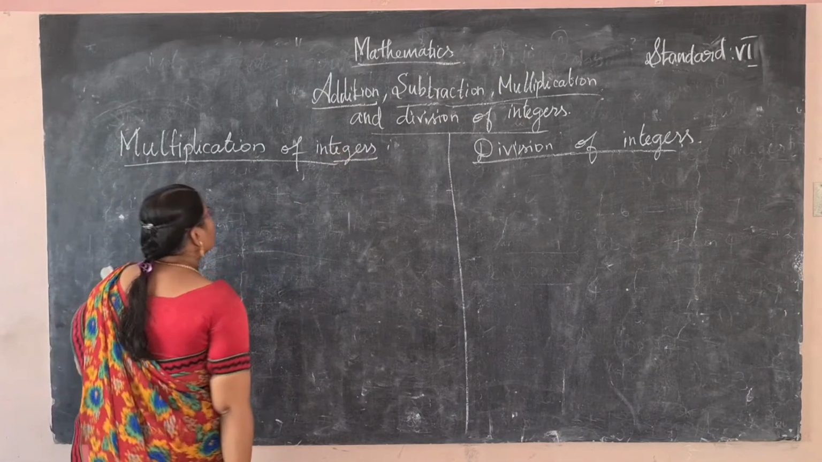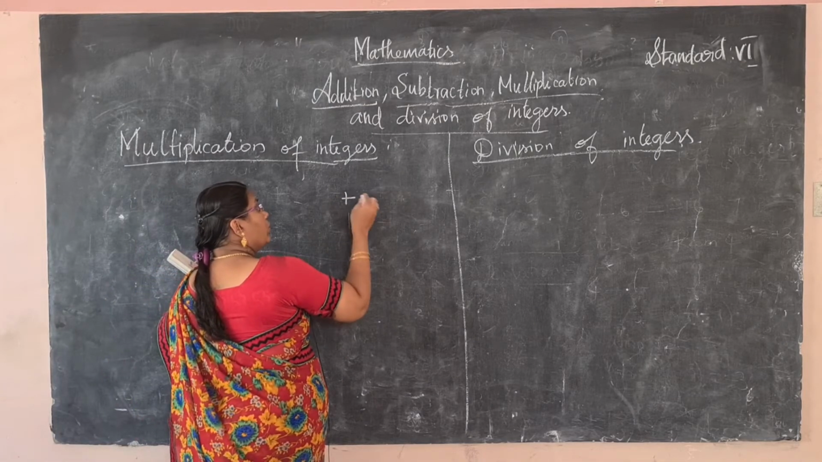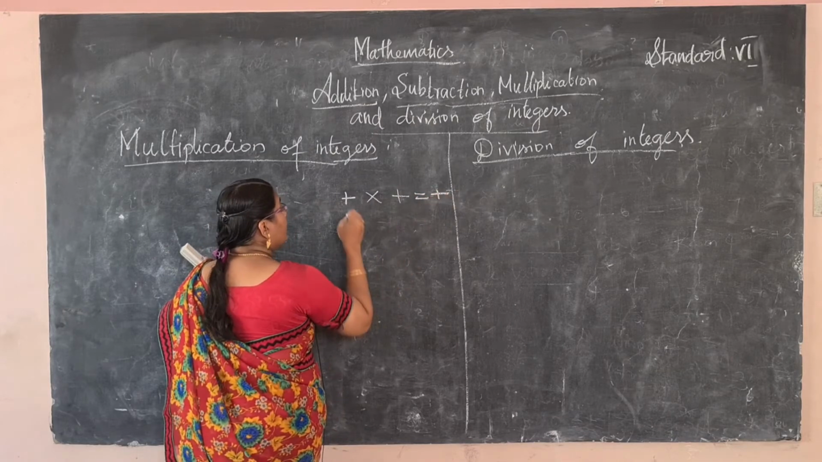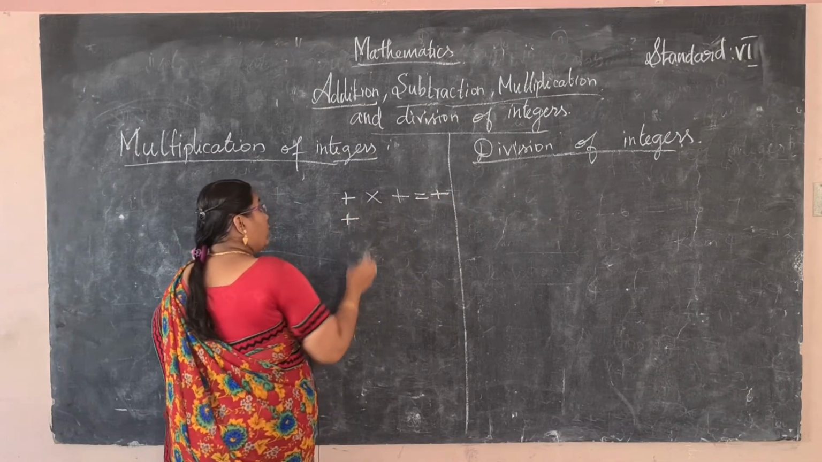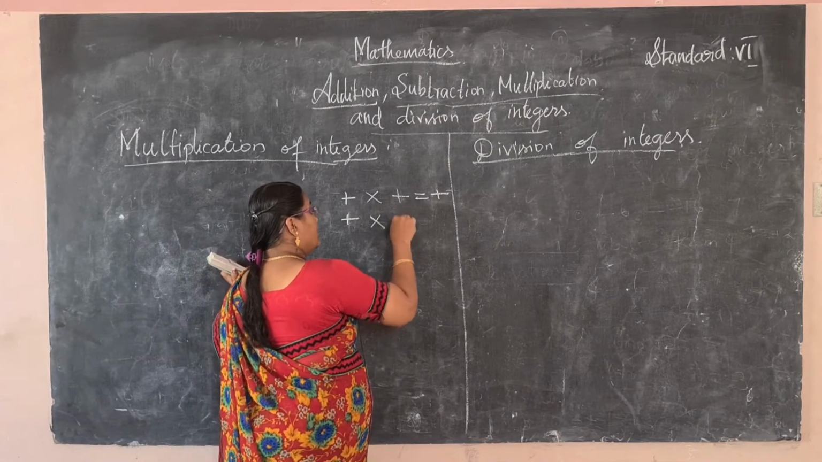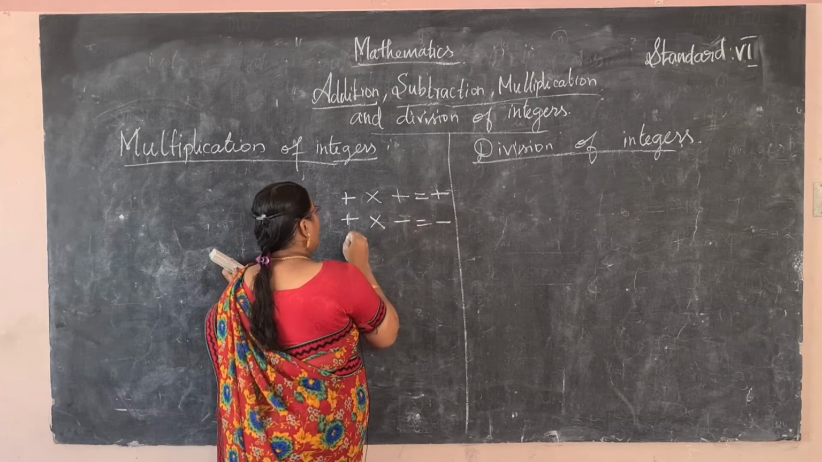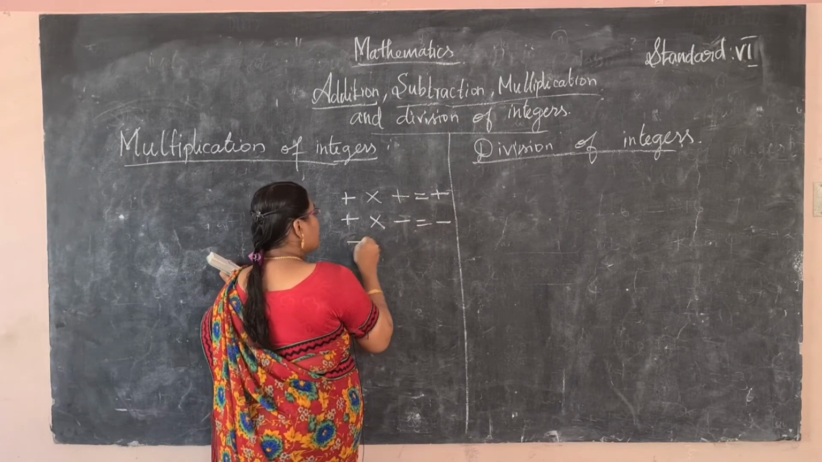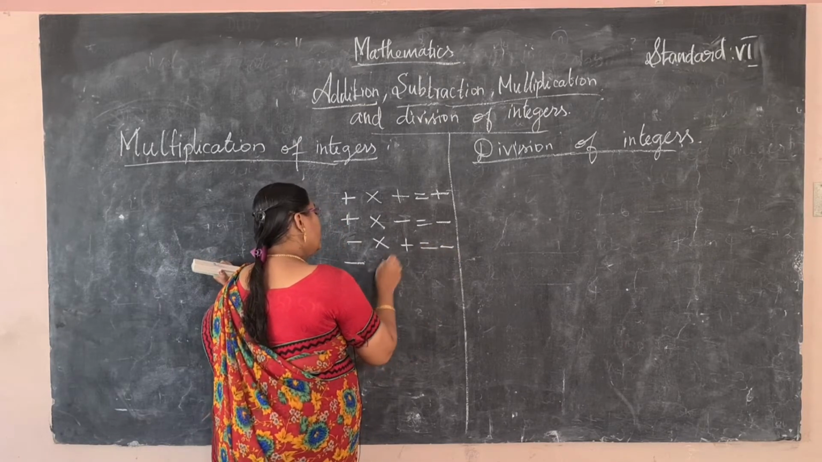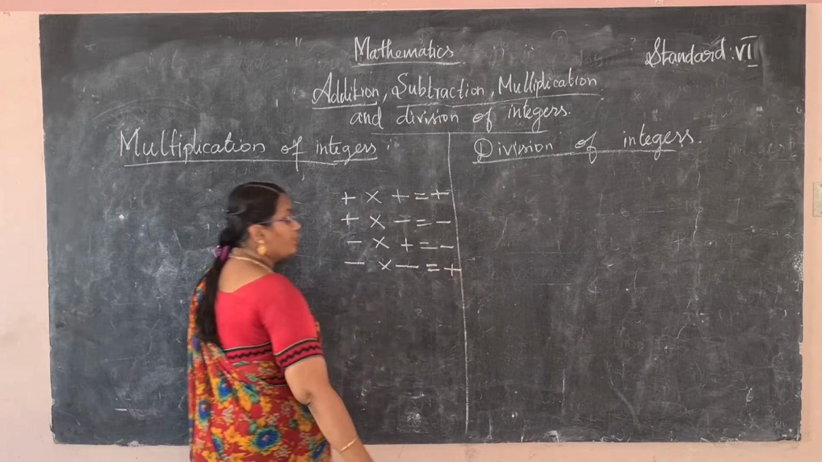Multiplication of integers also we have to follow the rules. Two positive numbers multiplied, we get the positive value. If one number is positive and one number is negative, we get the negative. Minus into plus is also minus. Two negative numbers multiplied, we get the positive.